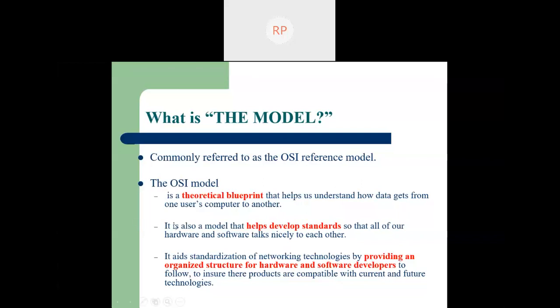Okay, so this is the blueprint. Next, it is also the model that helps to develop standards so that all of our hardware and software talk nicely to each other. It also adds standardization of networking technology by providing an organized structure for hardware and software developers to follow. Afterwards, it ensures that the products are compatible with current and future technologies. So this is all about the OSI model.